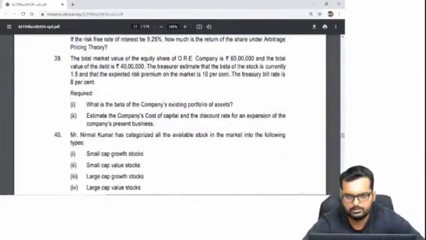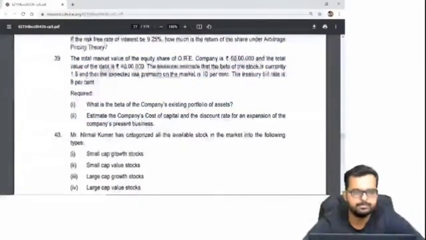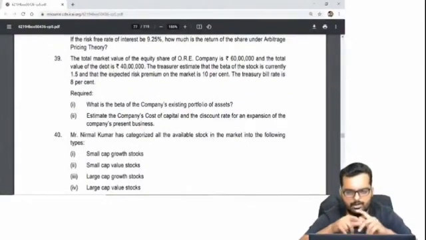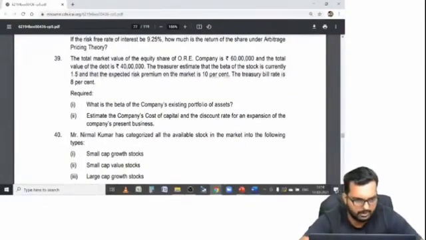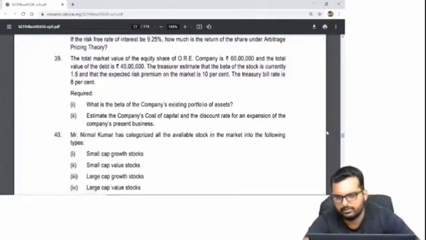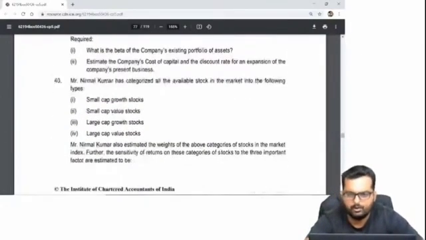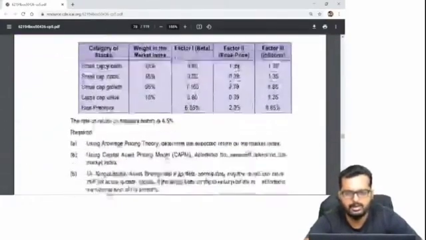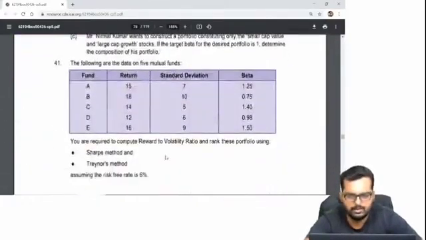Please read through question number 39. We haven't done question number 39. Shall we do it now? It's 150. Let me check what are the other questions pending. 40 also we have done. Okay, large cap, this is again arbitrage pricing. We have done this question in class.